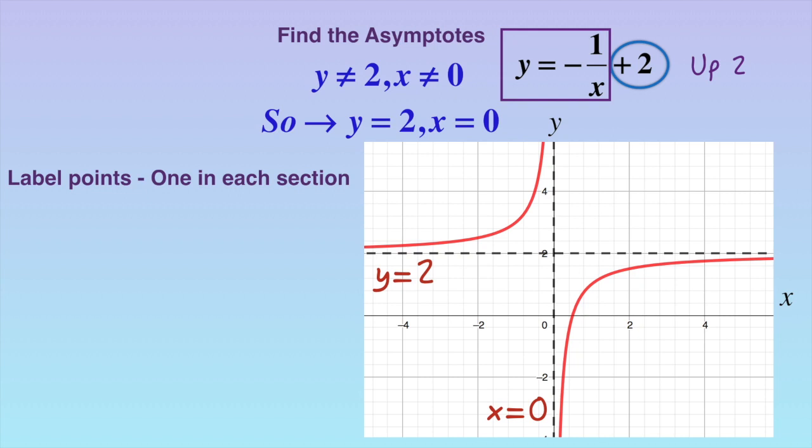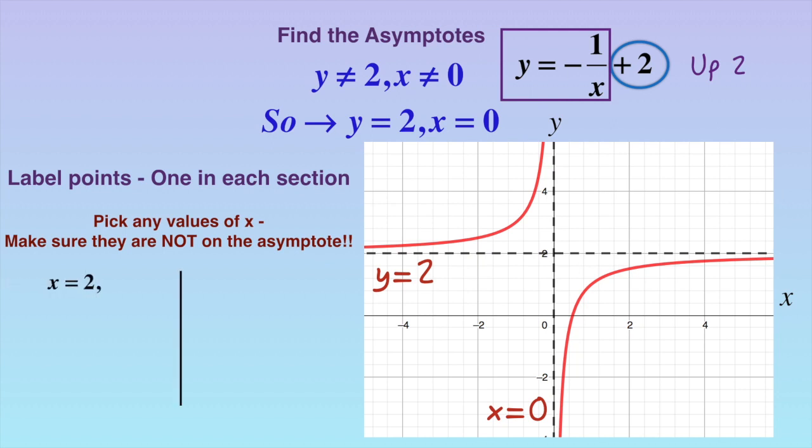And of course we need to remember to label a point in each section, top right and bottom left. So we can pick any x values that are not on our asymptotes. So what points do you think might be good ones to pick this time? Remember, you can pick any x values. So if you pick different ones to me, that's fine. I'm just going to stick with x equals 2 and x equals minus 2.